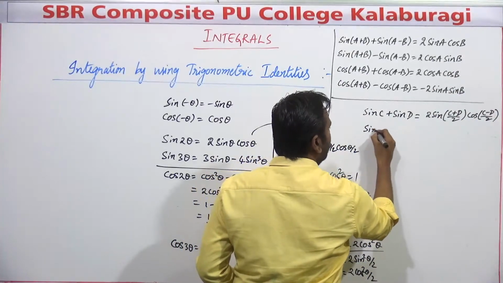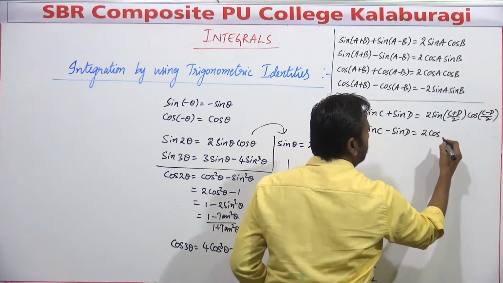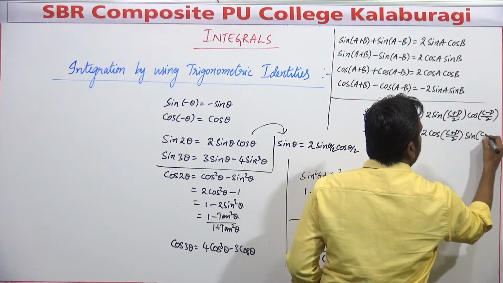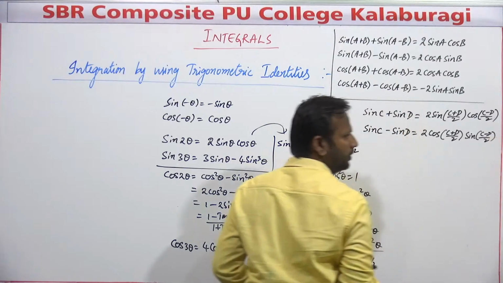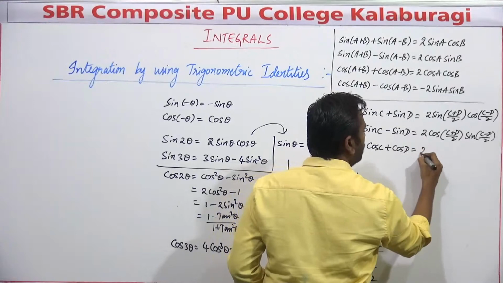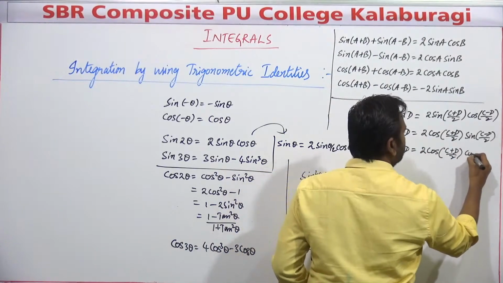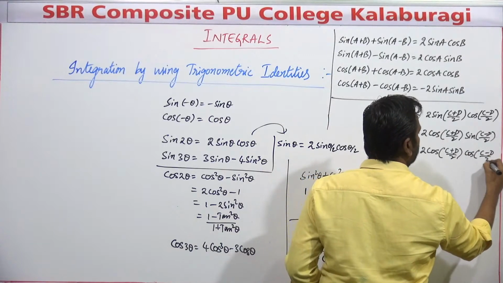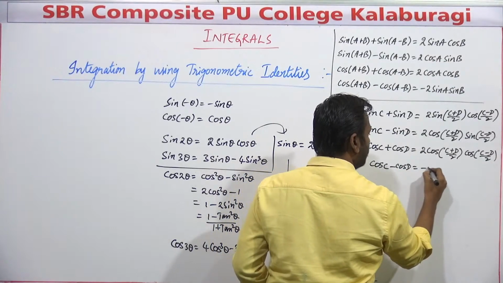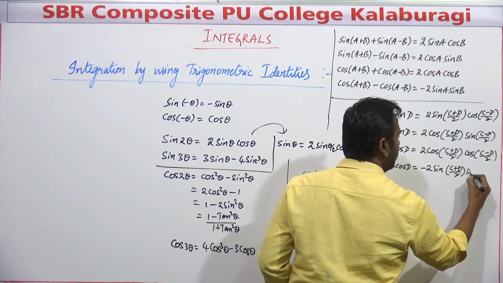So now similarly, sin c minus sin d is 2 cos c plus d by 2 sin c minus d by 2. So cos c plus cos d is what now? 2 cos c plus d by 2 cos c minus d by 2. And the last one, cos c minus cos d is minus 2 sin c plus d by 2 sin c minus d by 2.